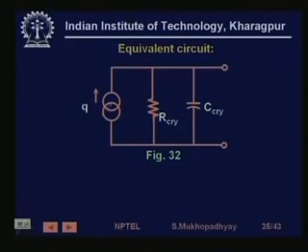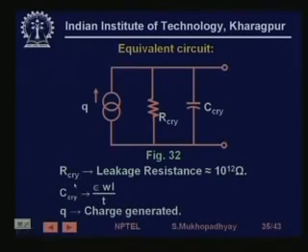So the model is that it can be seen as a charge generator in parallel with the resistance. Cry means crystal. So in parallel with the resistance and the capacitance of the sensor. This is the leakage resistance of the sensor, which is generally very high, 10 to the power 12 ohms, and C, the capacitance is again essentially like a parallel plate capacitance.